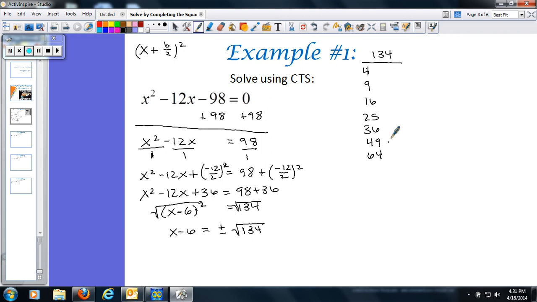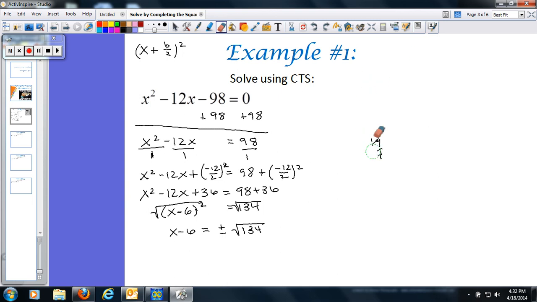4 does not go into 134. 9 does not go into 134. 134 divided by 16 is a decimal. 134, it's not going to be 25. 36, no. So so far, none of these go into it. 134 divided by 49 doesn't work. 134 divided by 64 also doesn't work. So no perfect squares go into 134.